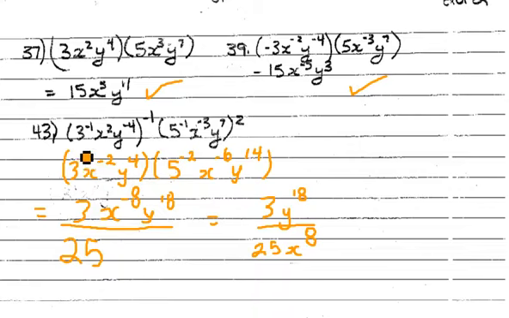So 3 to the negative 1 is now 3 to the 1. X squared is x to the negative 2. Y to the negative 4 is now y to the 4. The second one, we have a 2 as our exponent, so that gets multiplied by each one of these. And once we do that, we can add our exponents because we're multiplying, and the 5 to the negative 2 becomes a 25 in our denominator.